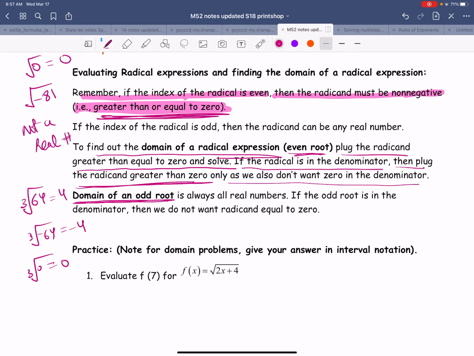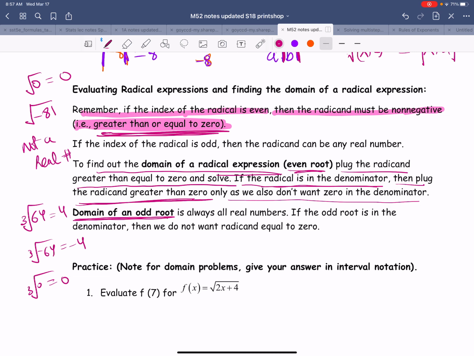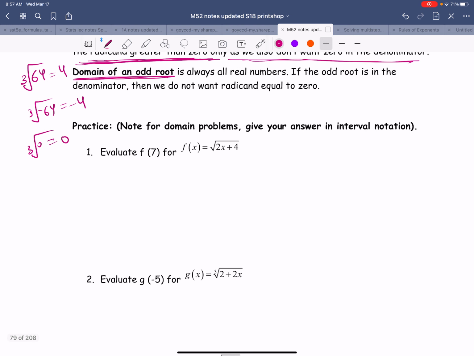So thinking about domain of an even root, plug the radicand greater than or equal to 0. If the radical is in the denominator, plug it only greater than 0, and then solve because we don't want 0 in the denominator. Let's see some examples. Here's example number 1. I always write the answers in interval notation, but you can also express them in set builder form. Note for domain problems, give your answer in interval notation. So I'm going to be seeking interval notation.